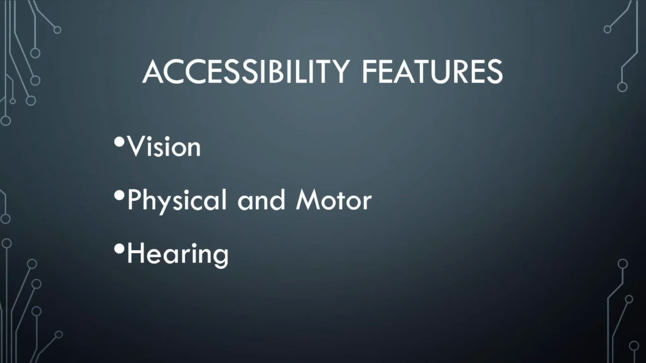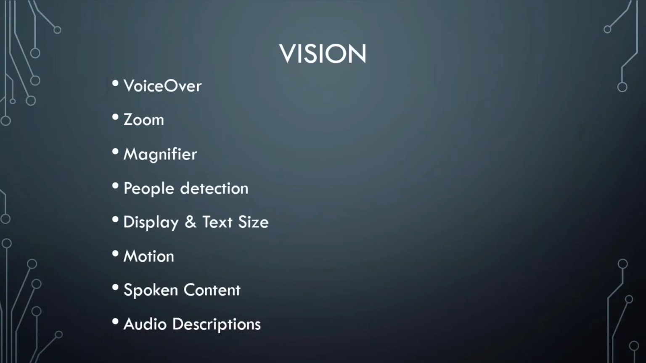Okay, so some of the accessibility features we're going to be talking about as it pertains to iOS are vision, physical and motor, and hearing. And as far as vision is concerned, there's a lot of different options.